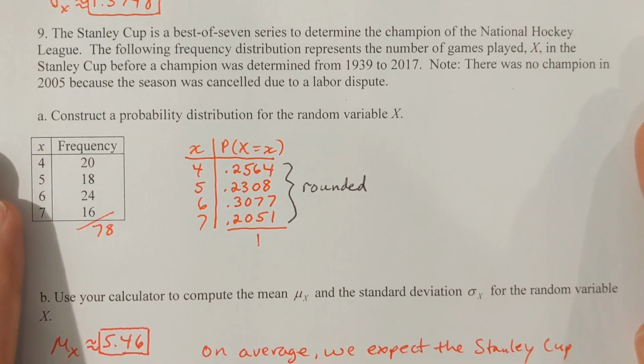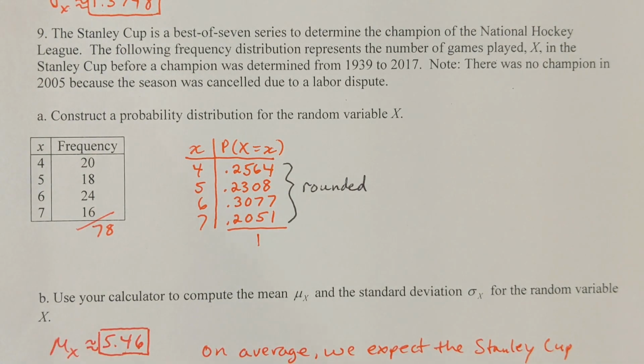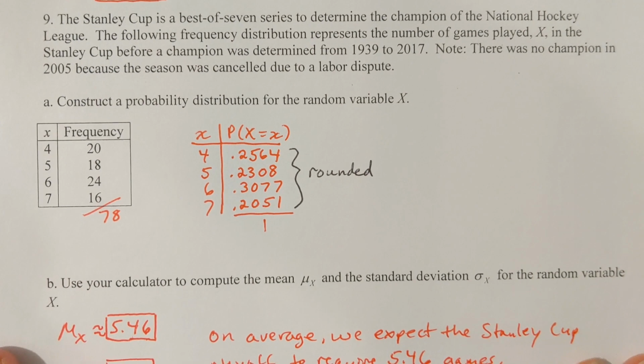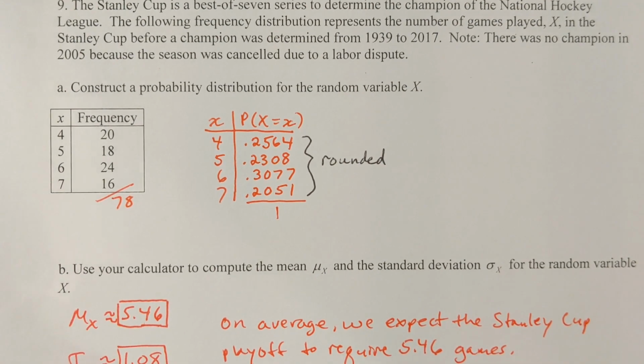Problem 9 is another example. The Stanley Cup is a best-of-7 series to determine the champion of the National Hockey League. The frequency distribution represents the number of games played, X, in the Stanley Cup before a champion was determined from 1939 to 2017. Okay, and there was no champion in 2005 because the season was canceled. All right, in part A, we want to construct a probability distribution for the random variable X.